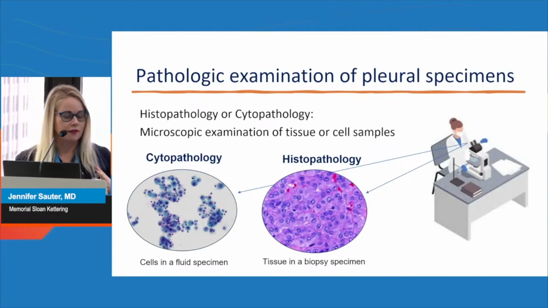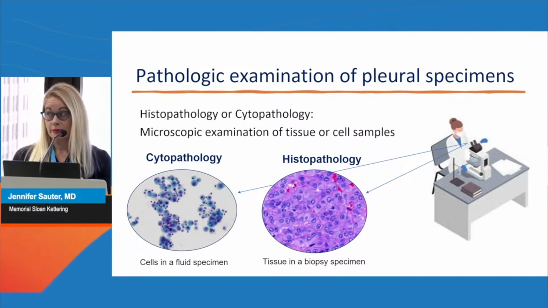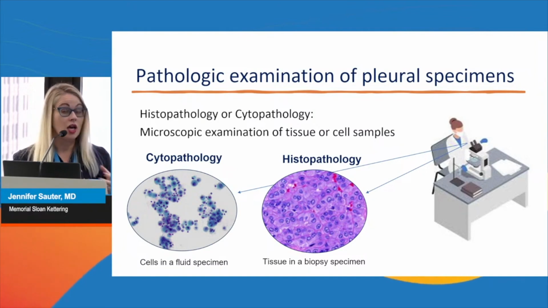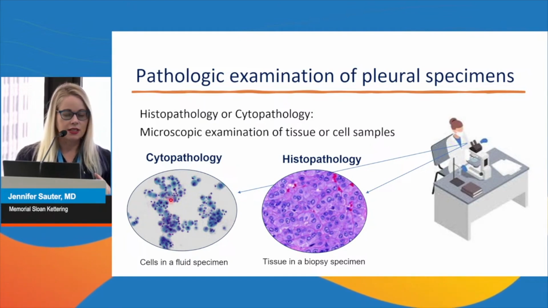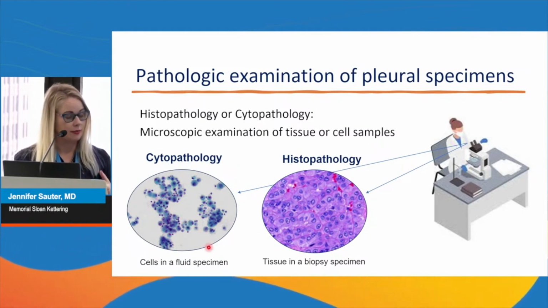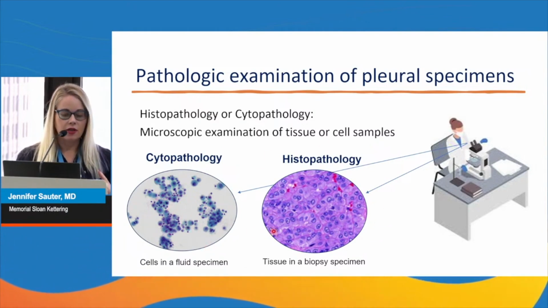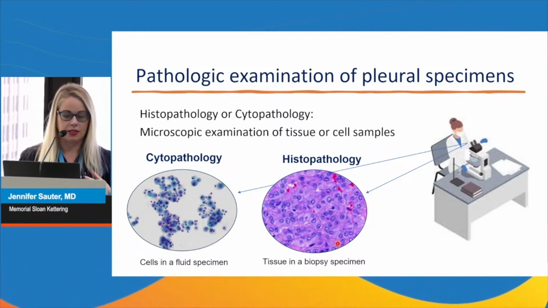So just briefly, in general, we prefer a biopsy in order to make a diagnosis of mesothelioma. But because it's invasive, not all patients can undergo biopsy. And so if we have a cytopathology specimen and that's all we have for the patient, we will do the best we can to make a diagnosis on cytopathology as well. So here you can see this is an example of cells in a pleural fluid specimen under the microscope with mesothelioma. And then here's an example of tissue showing mesothelioma from a biopsy specimen.